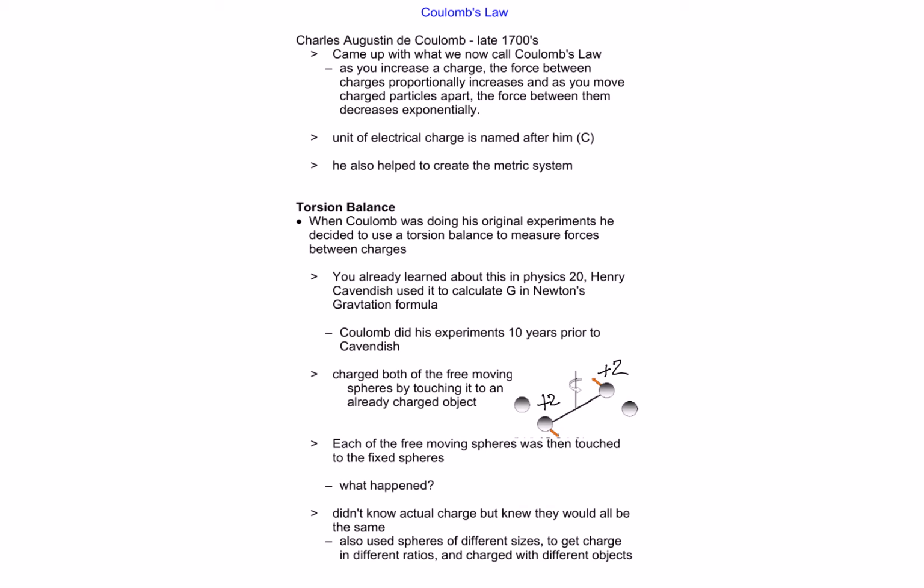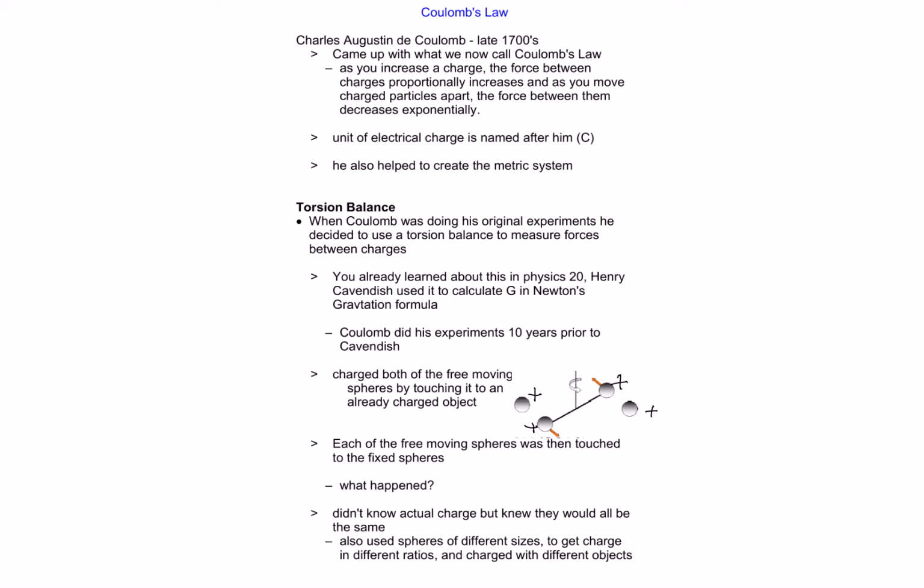So he'd get those equally charged, and then he swung them over to touch 2 fixed spheres that were neutral. As soon as he did that, he would get all of the charges to balance out. Let me rewrite this here. If we had a charge of 2 on each of the original ones and we touched them, then he'd have a charge of positive 1 on all of them. Or it could be negative. It doesn't matter whether it was a positive or negative charge.